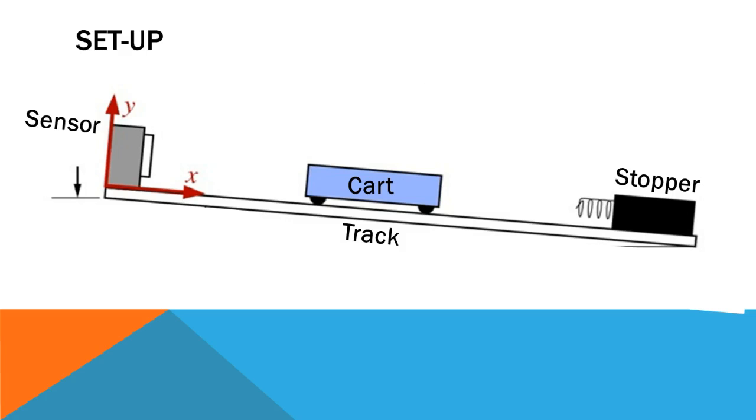Here's our setup. We'll have a main track that's elevated slightly on one end. There will be a stopper at one end and a sensor at another. The sensor will track the motion, so the position and the velocity of the cart as it rolls down the track. In the setup portion, please draw this setup.